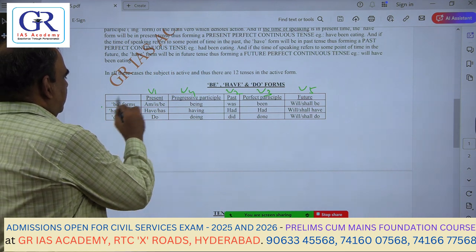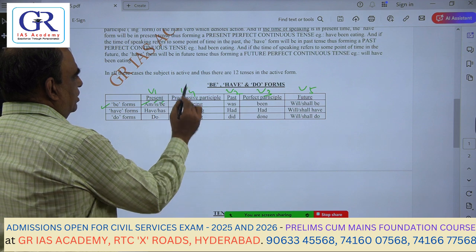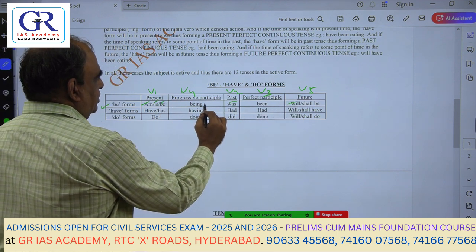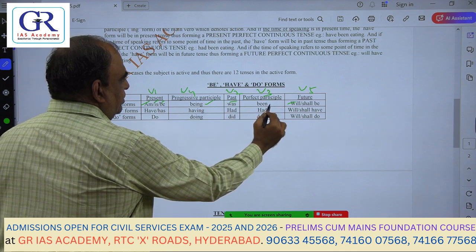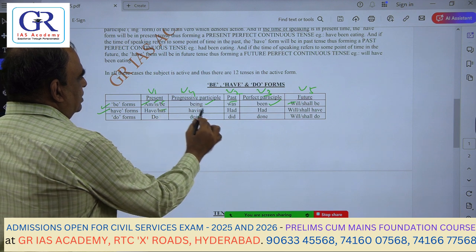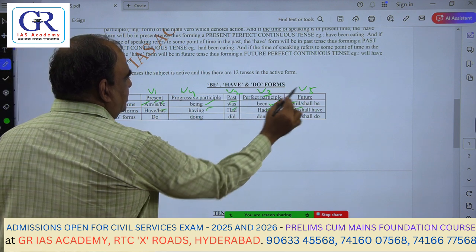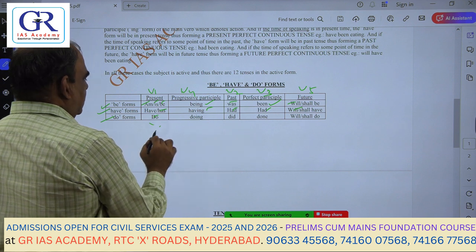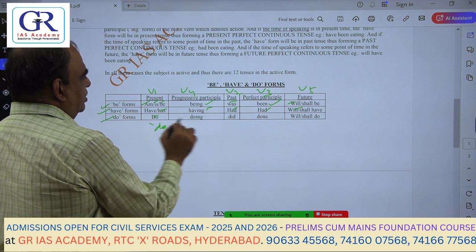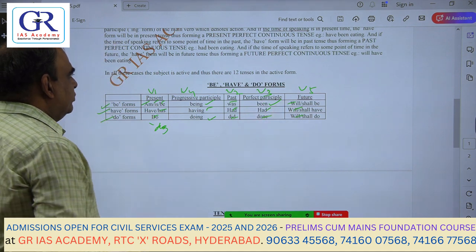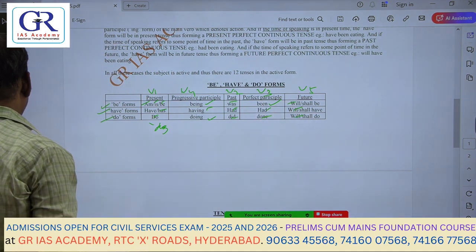So as I told you, be forms are there: am, is, be, and was, and then will, shall be. So the progressive or continuous participle is being and the perfect participle is been. Similarly, I have told you about have forms: have, has, having, had, will, shall have. And then do forms, do and does are both there in the present. Do, doing, did, done, will, shall do. Okay. So these things I have already told you.